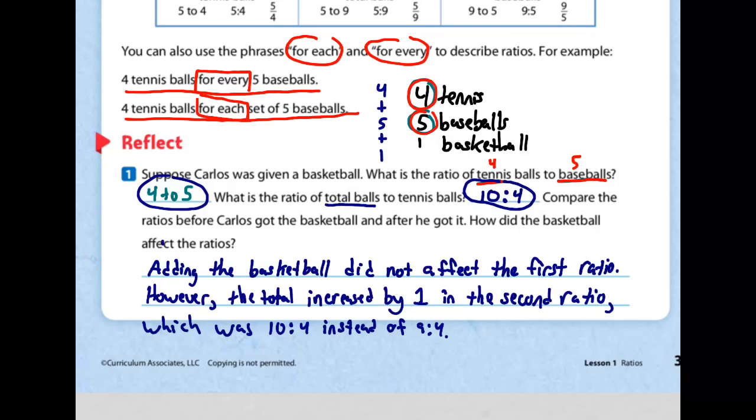So that's the main thing we want you to understand, is that the first ratio, 4 to 5, didn't change. Because neither of those numbers had anything to do with the basketball. The second ratio, 10 to 4, did change, because the total went up by 1. So that's what we're looking for in your answer.